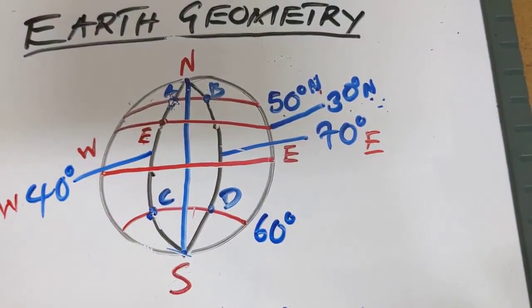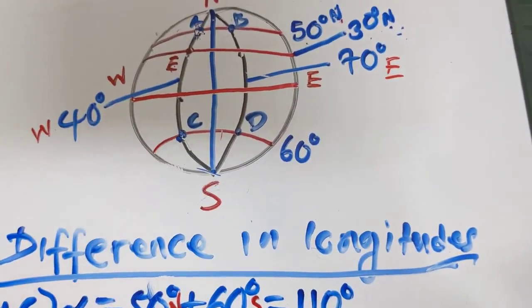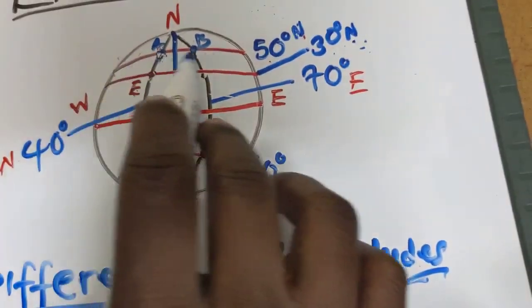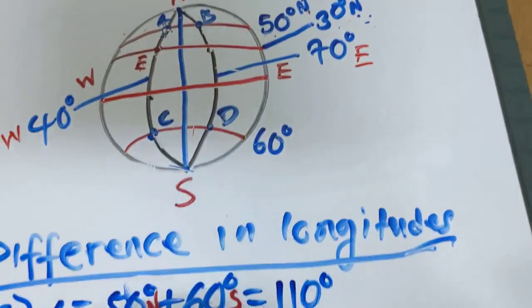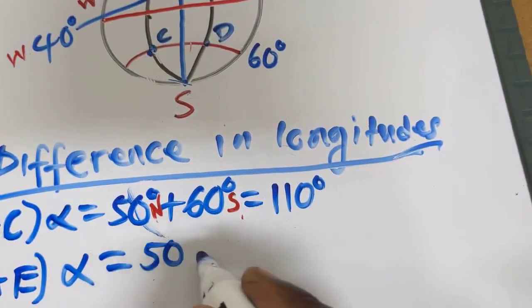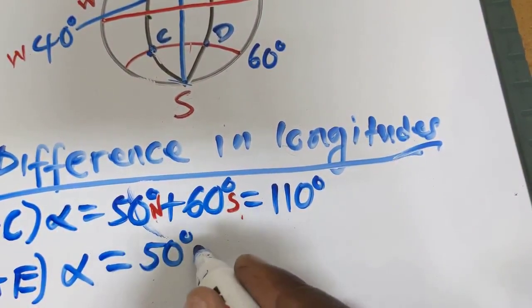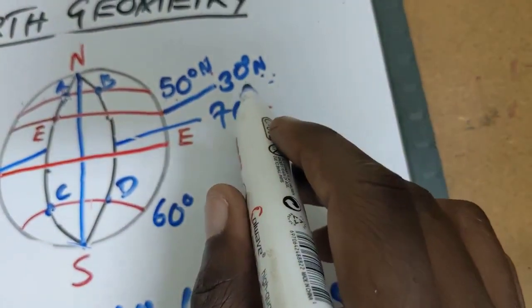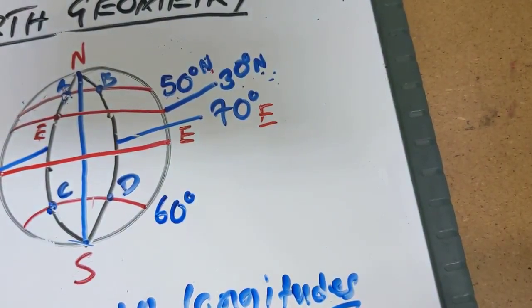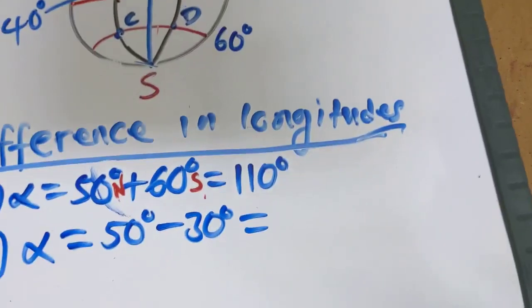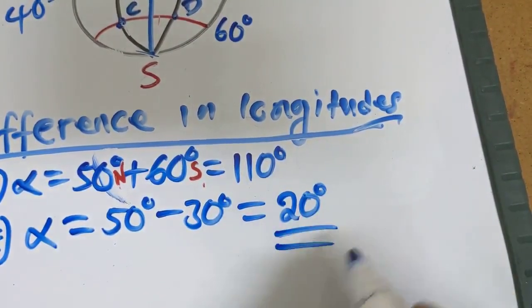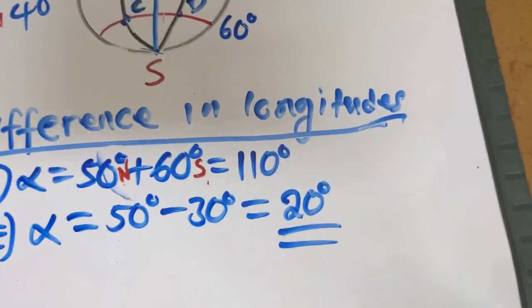We subtract the smaller number from the bigger number. The bigger number that we have there is 50. So we write 50 degrees minus, since they are in the same region, 30 degrees. So the answer will be 20 degrees. That is the difference. That is how you find the difference.